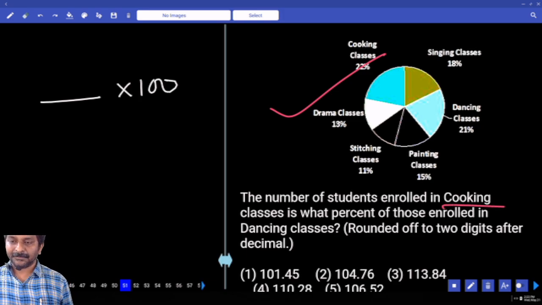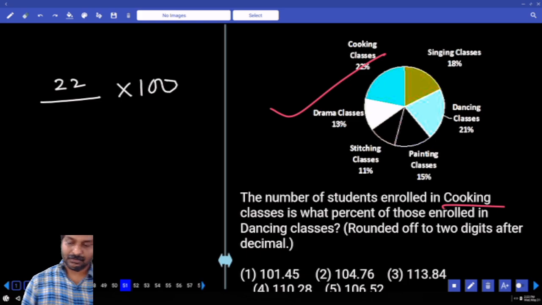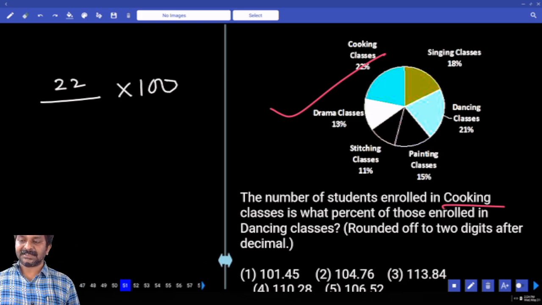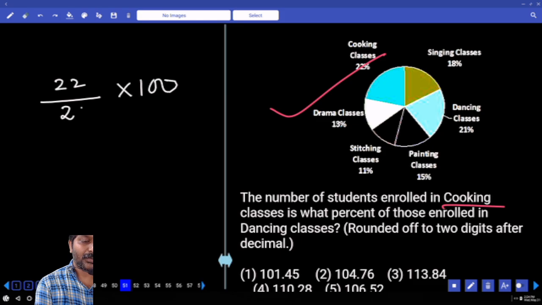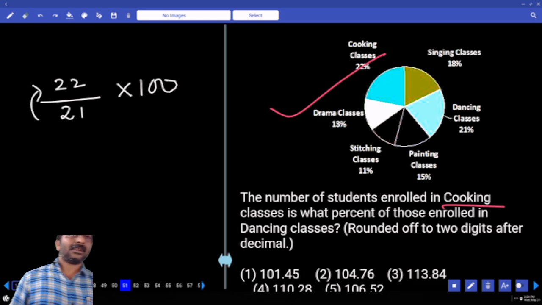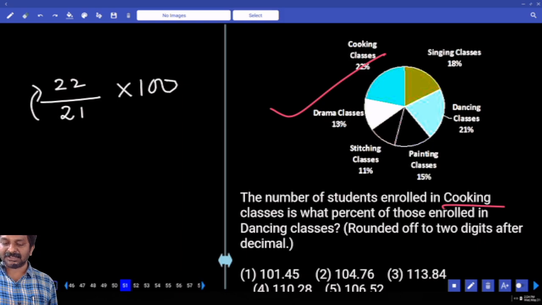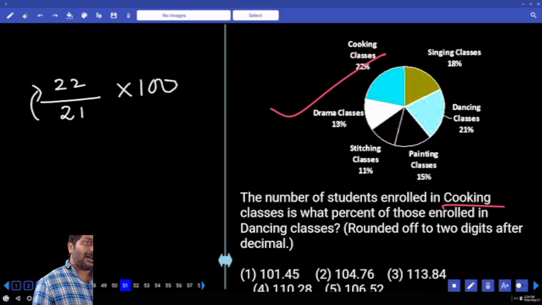Cooking classes, how many? 22. What percent of those enrolled in dancing classes? Dancing, 21. Numerator is more than the denominator. Answer must be more than 100%. All the options are there. Numerator is how much more than the denominator? If you can identify 1 is what percent with respect to the denominator, we are done with the answer. With respect to the denominator, what is 10%? But we need to calculate 1, right? 1 as a percentage. What is 5% value?